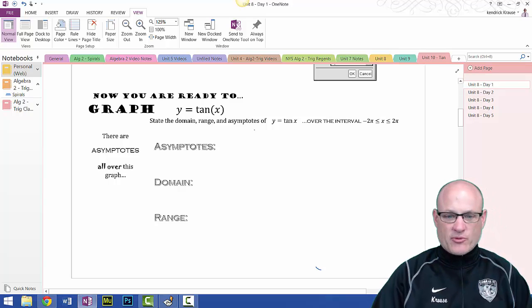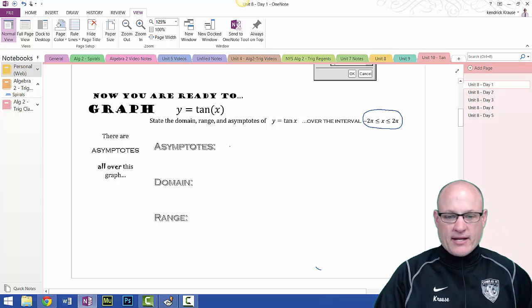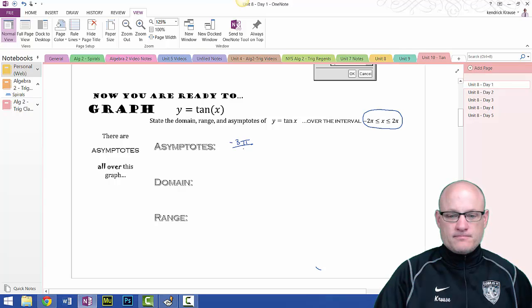And we've got asymptotes everywhere on this graph. Let me just tell you where they are. We're just going to work on this interval from negative 2 pi to 2 pi. So those asymptotes are at negative 3 pi over 2, negative pi over 2, pi over 2, and 3 pi over 2.